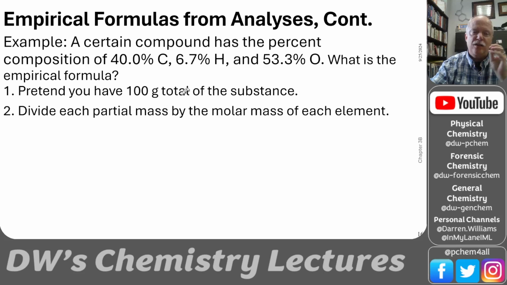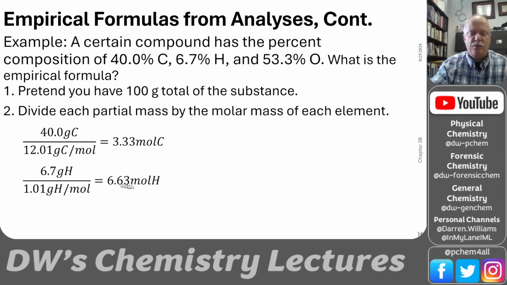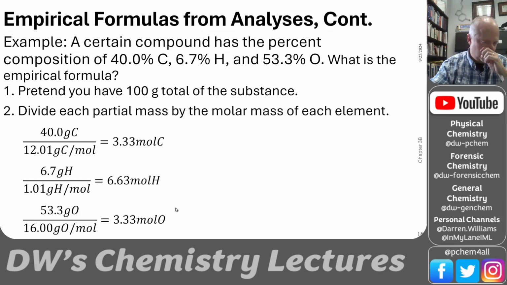And then I divide each of those partial masses by the molar mass of each element. So if I have 40 grams of carbon, I can divide by 12.01 grams of carbon per mole, and I get the moles of carbon. So 3 moles of carbon, 3 1/3. I can divide the hydrogen by hydrogen's molar mass and see that I have 6.6 moles of hydrogen. And if I divide the 53 grams of oxygen by 16, then I get the 3 1/3 moles of oxygen. So this is the empirical formula.